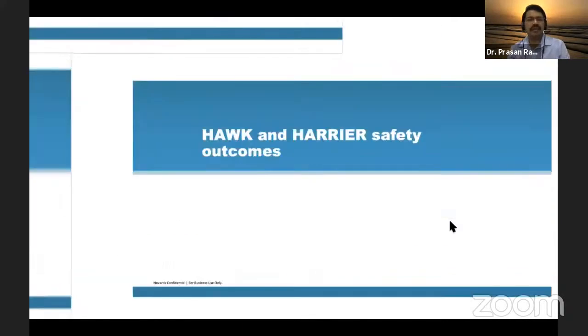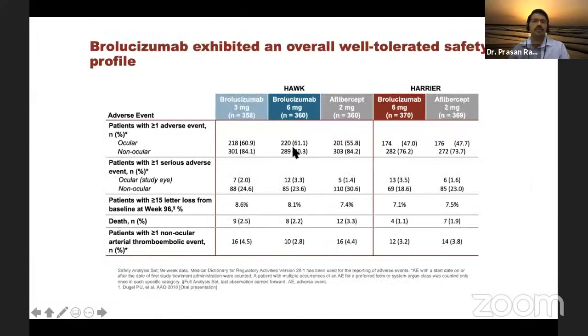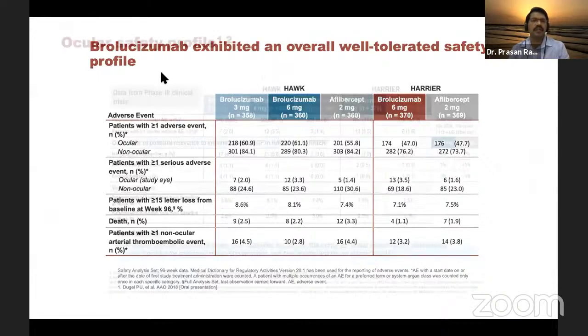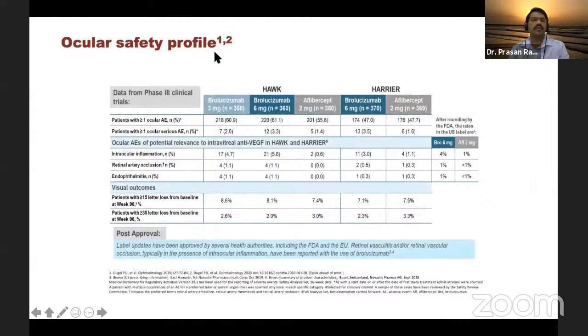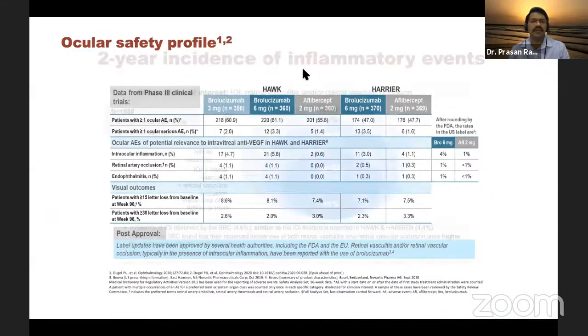And my last part here is the safety outcomes with respect to brolucizumab. When you look at the trials in Hawk and Harrier, they found that the safety profile was almost similar, in terms of there being no systemic signals which indicate problems between the two medications. We look at the ocular safety profile. Intraocular inflammation was one thing which stood out, and almost less than 1.1% of these patients had intraocular inflammation, both in the aflibercept and the brolucizumab arm in Hawk and Harrier.